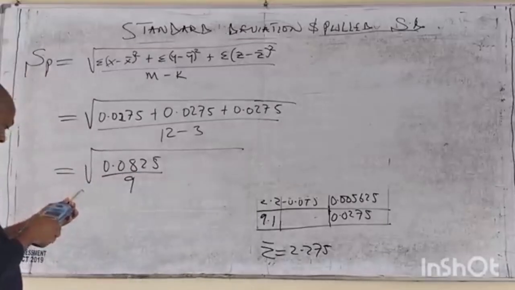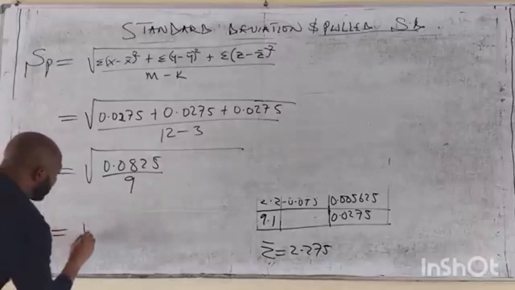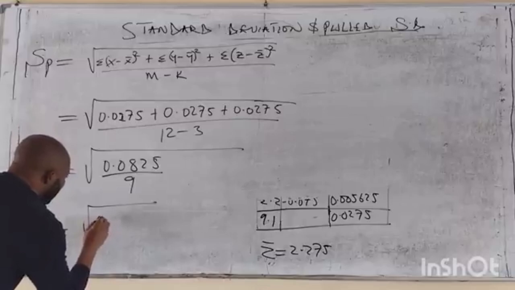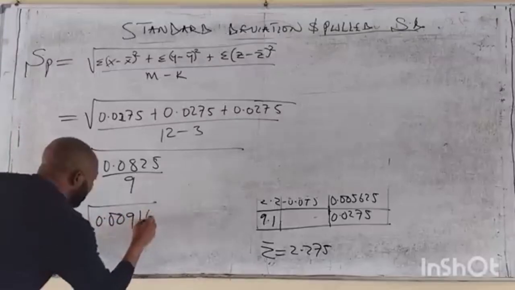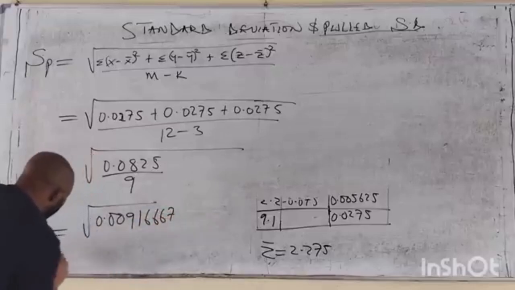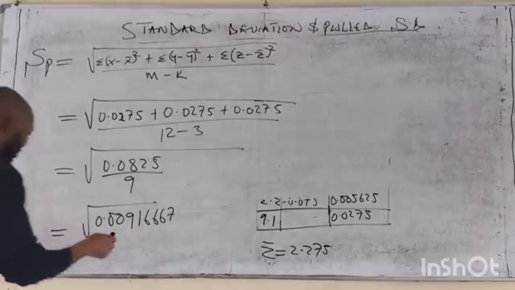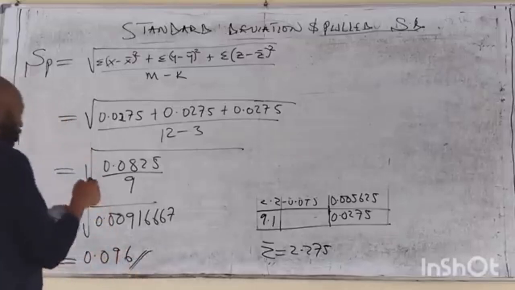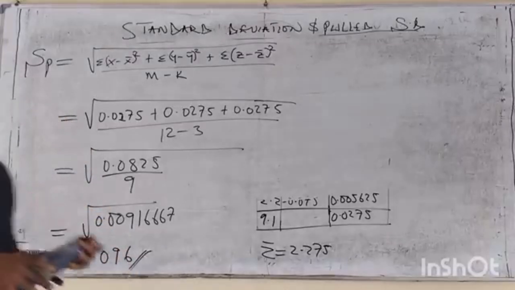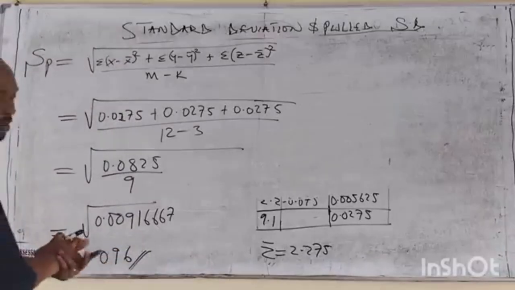0.825 divided by 9 is equal to this. So this is equal to the root of 0.00916667, and the root of that is 0.096 approximately. So this becomes our pooled standard deviation of the three given variables.